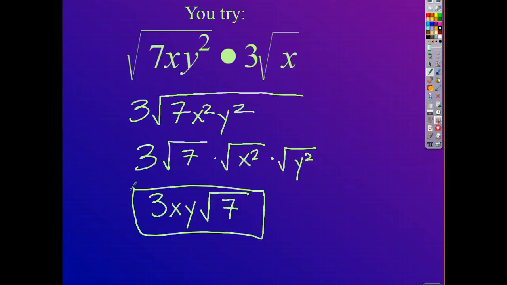You look at it and you say, any perfect squares underneath the radical? No. Any radicals in the denominator? No. Any fractions underneath the radical? No. All right, so let's go ahead here.